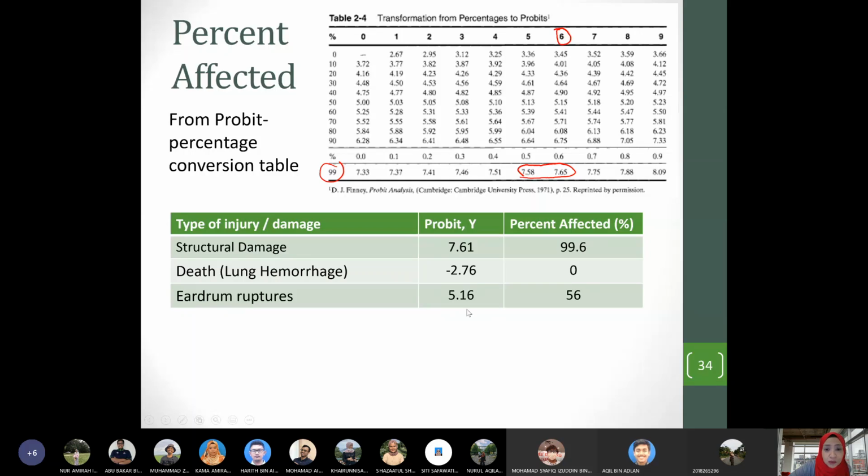And eardrum rupture is 5.16. 5.16, where is it? Somewhere around here, right? 5.16 meaning 56. Yeah, somewhere around 56% or 56.5% will be affected from that much of overpressure, 47,000 Newton per meter squared overpressure.